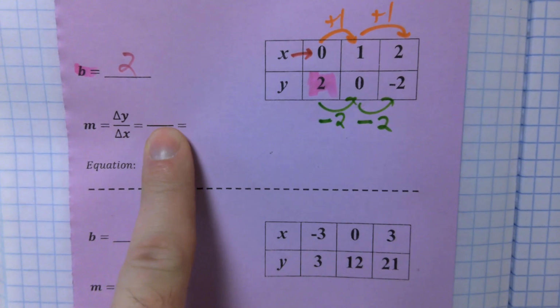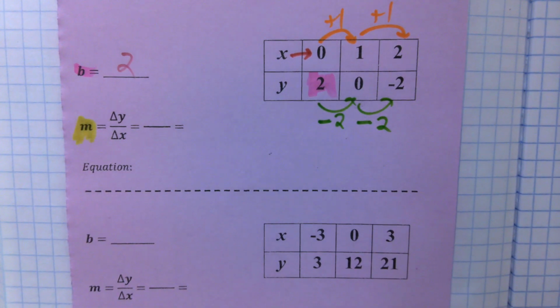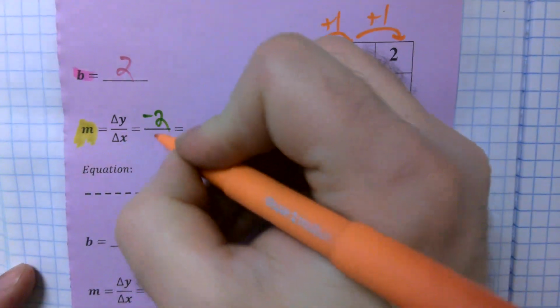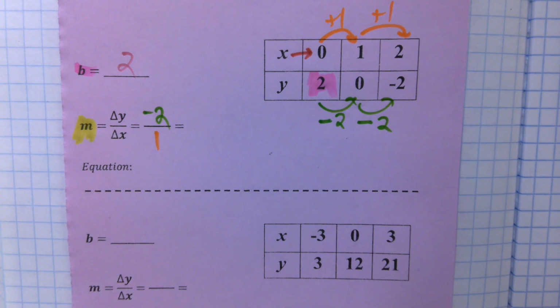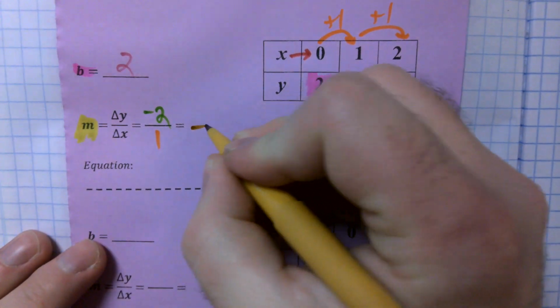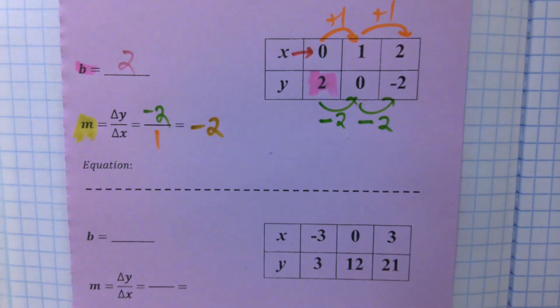So when I set up my slope fraction, what is going to go on the top? The positive 1 or the negative 2? The negative 2. And on the bottom goes my positive 1. Should I leave this as negative 2 over 1? No, I should simplify it, right? What is negative 2 divided by 1? Negative 2. Just negative 2. Am I going too fast? No. Okay.